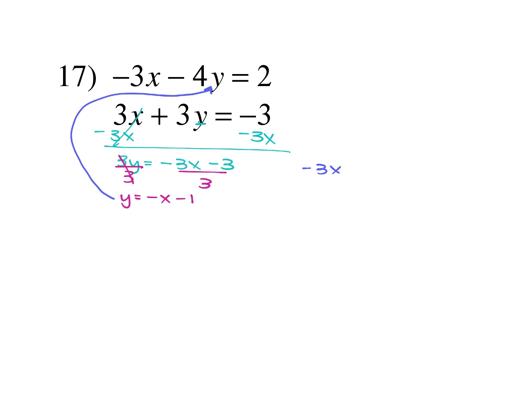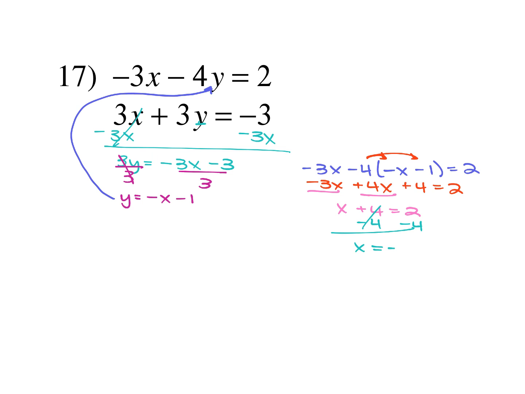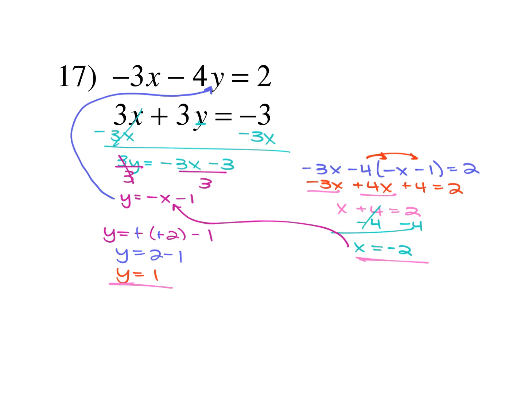This is going to give us negative 3x minus 4 times negative x minus 1 is equal to 2. Distribute your negative 4. You're going to have negative 3x plus 4x plus 4 is equal to 2. Combine your like terms. That leaves you with x plus 4 is equal to 2. Then move your 4 over by subtracting it from each side to get that x is equal to negative 2. If x is equal to negative 2, plug that in for x, and y is equal to negative x minus 1. So it's going to give you y is equal to the opposite of negative 2 minus 1. That gives you a positive 2 minus 1, which is just y is equal to 1. If x is negative 2 and y is 1, our solution is negative 2, comma 1.